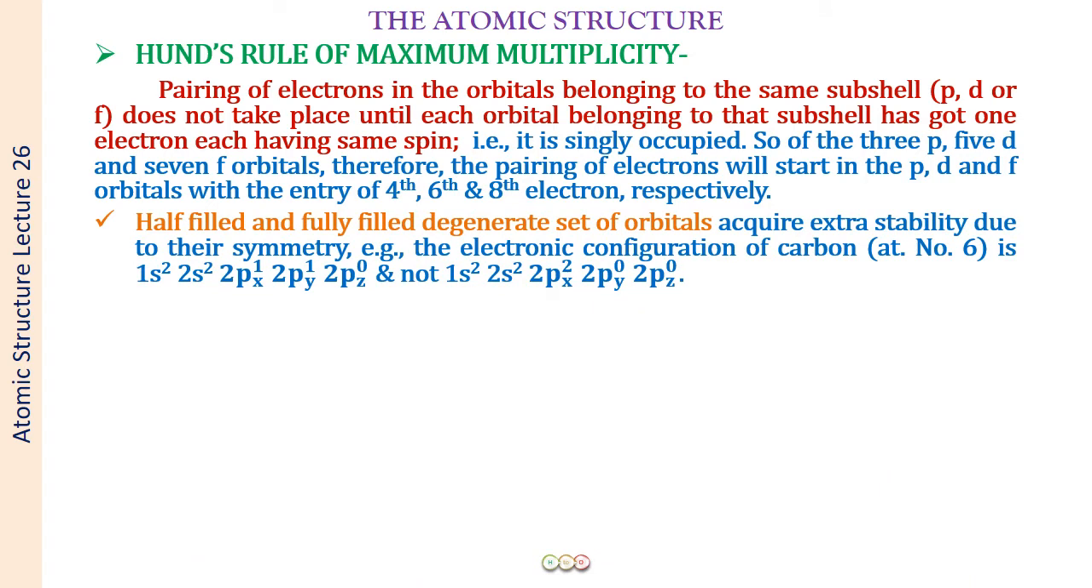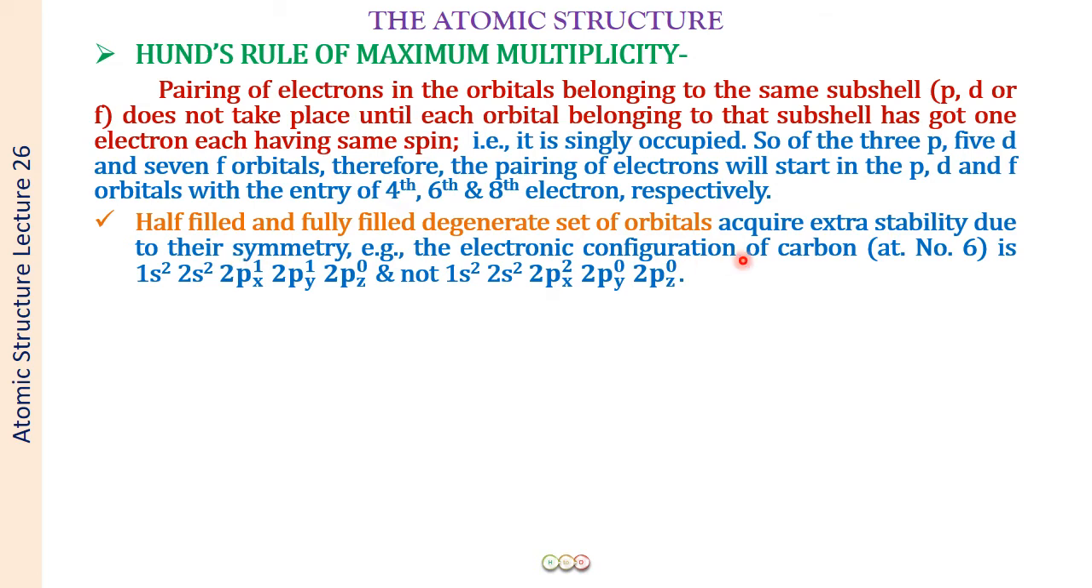Now, why is this so? Well, always remember that the fully filled and the half-filled degenerate sets of orbitals acquire extra stability because of their symmetry, right? The degenerate set of orbitals means the orbitals which have the same energy. So the 3 p orbitals are equivalent in energy. The 5 d orbitals are equivalent in energy. The 7 f orbitals are equivalent in energy. And when these are half filled or fully filled, they acquire extra stability because of their symmetry.